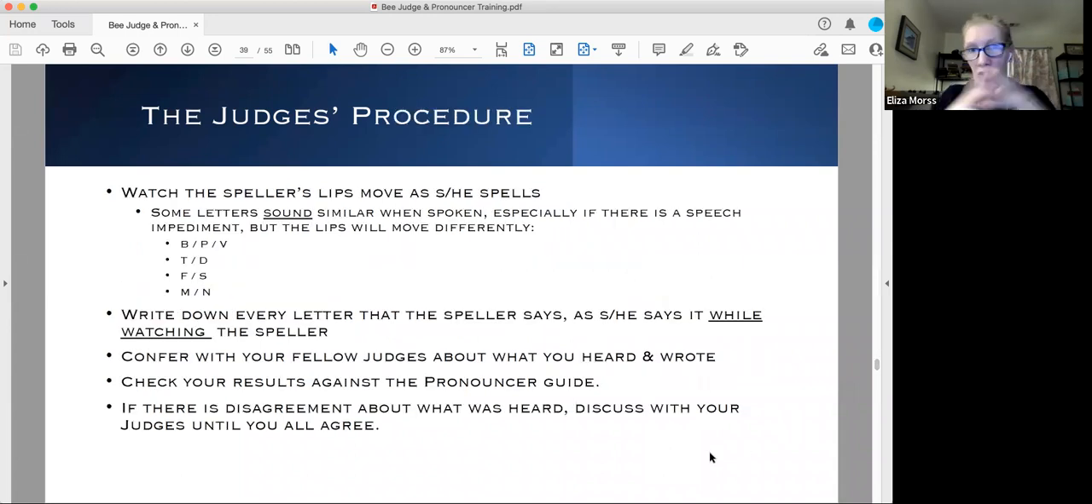Okay, the judges' procedure. As I said, the judges are supposed to watch very carefully when a speller is spelling. Key, watch. We're just presuming also the speller's able to draw down his or her mask to spell, or via Zoom, you're able to see the child's mouth. You're going to watch the speller's lips move as the child spells, because some letters really sound similar, especially when there is a speech impediment, which kids, especially in elementary school, will have.